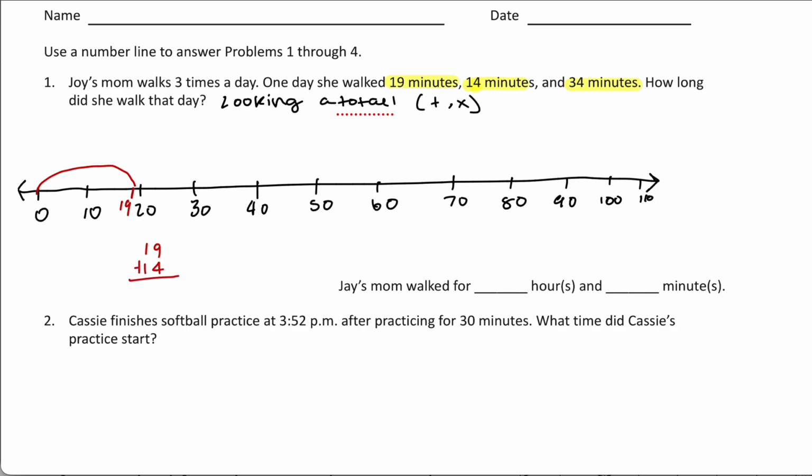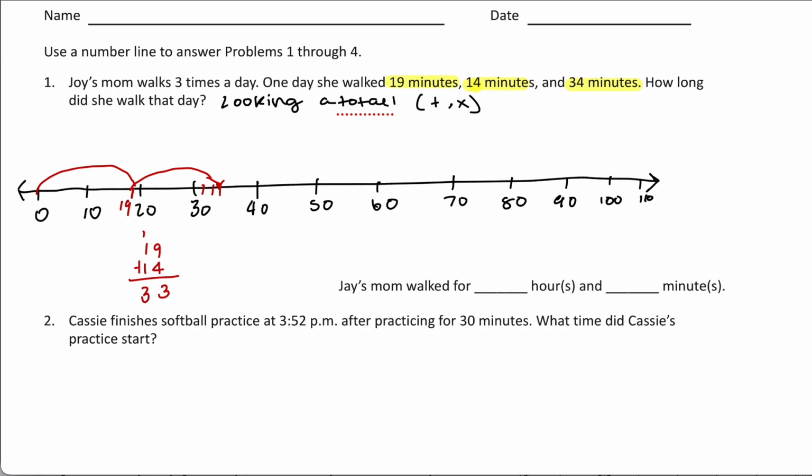Okay, so 19 plus 14, that's 13. 9 plus 4 is 13. And 1 plus 1 plus 1 makes 33. Okay, so now I'm going to jump from 19 all the way to 3 after 30, which will be here. And now it also says she walked for 34 minutes.